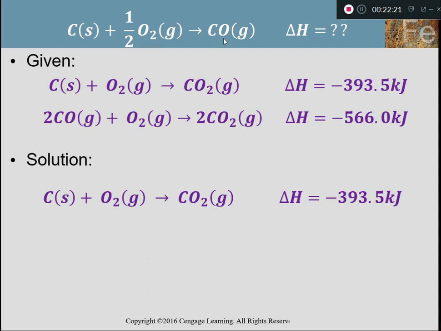Then I'm going to look at my carbon monoxide. Well, carbon monoxide is in the second reaction, but we have problems. First off, it's not on the correct side. In the desired product, it's on the product side. In the reaction that's given to me, it's on the reactant side. So I know first and foremost, much like our last example, I'm going to have to flip the reaction.